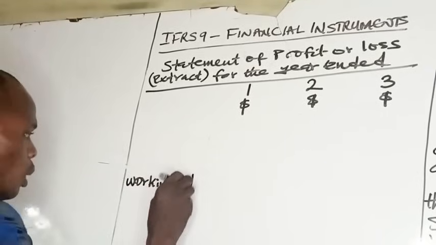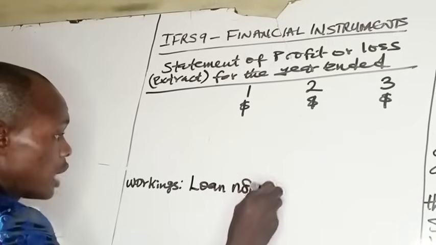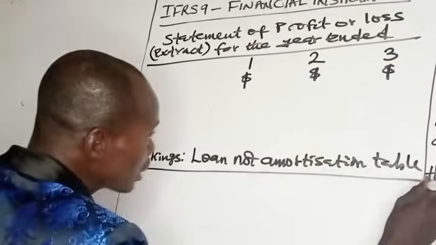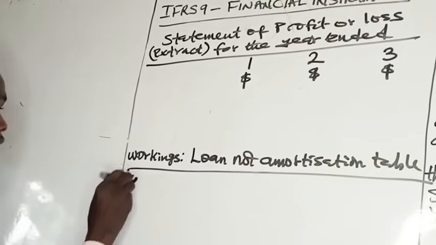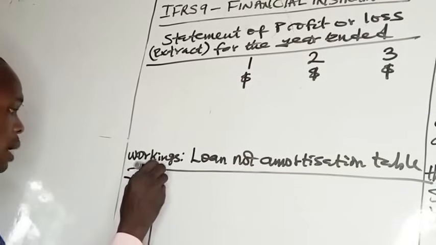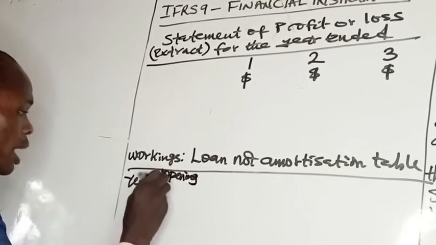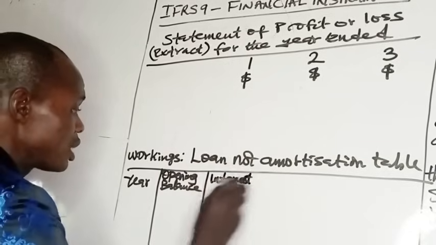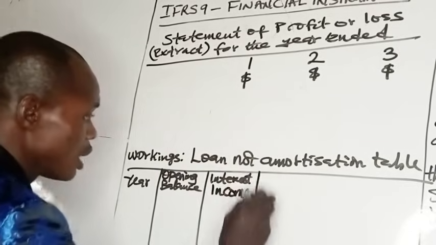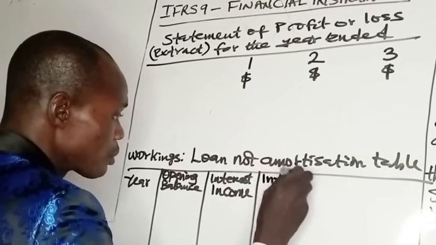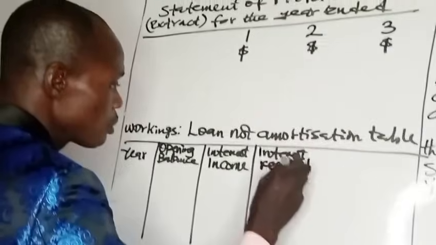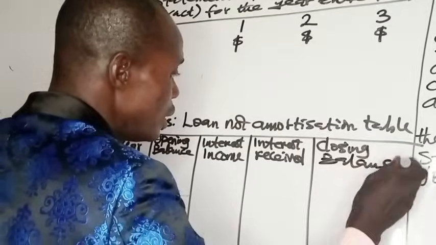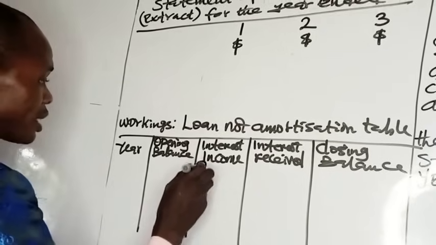Workings. Loan notes amortization table. For amortized cost, I've told you, you must prepare the amortization table. Here, we have opening balance, balance brought forward. We have interest income, because this is a financial asset. Then we have interest received. Then we have closing balance. Remember, I've told you, interest income will be calculated at the effective interest rate.